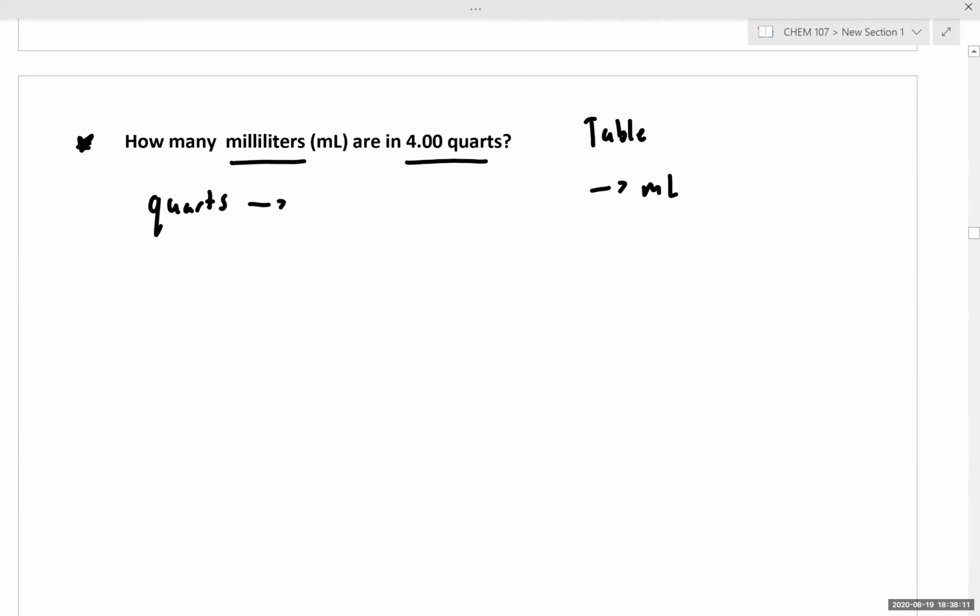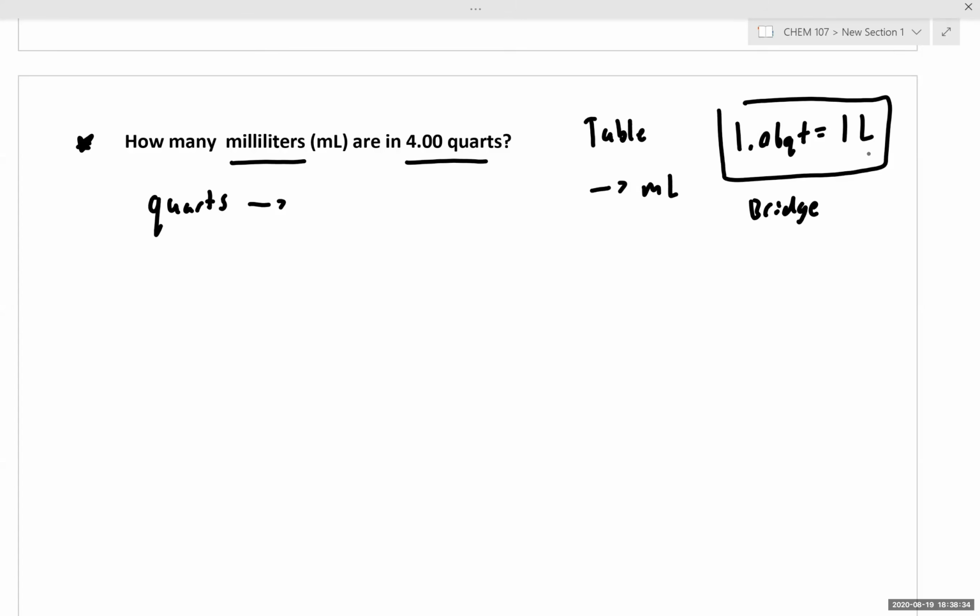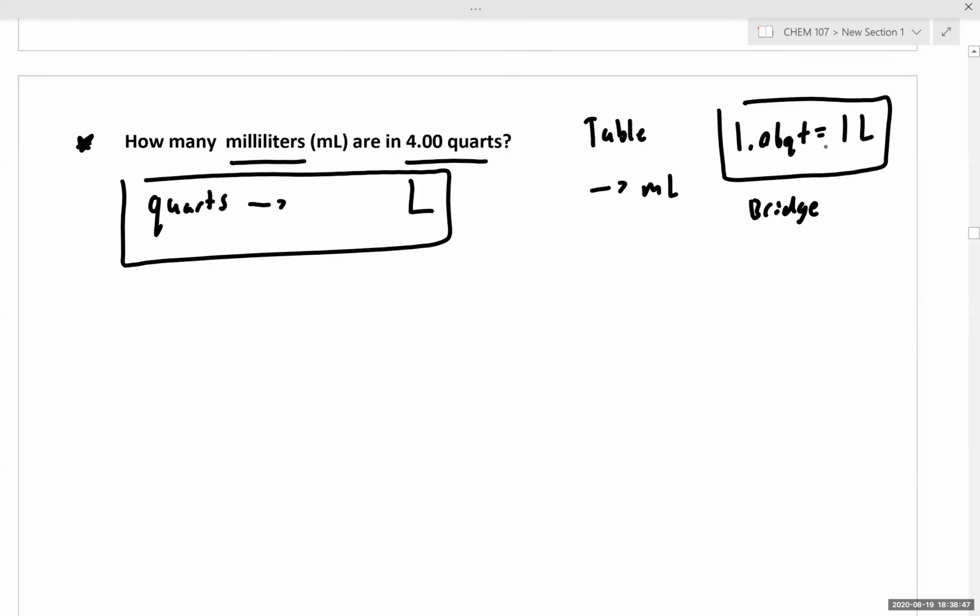So here's what we know. We know that we have 1.06 quarts equals 1 liter. This is what I like to call my bridge because it relates the English system to the metric system. And when you're doing English to metric conversions, you want to build your unit conversions around this bridging factor. So from quarts, we can go directly to liters, and we have that bridging conversion factor right here.